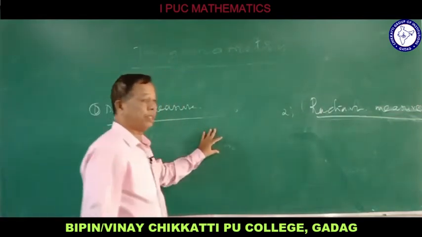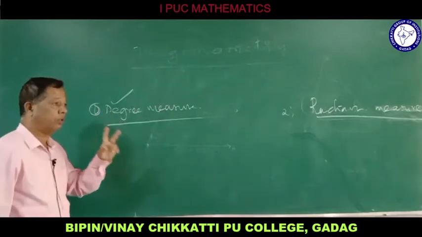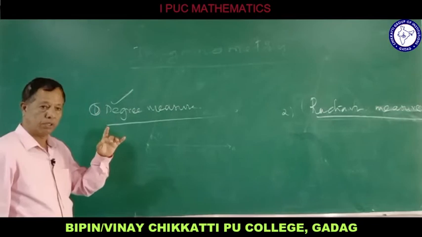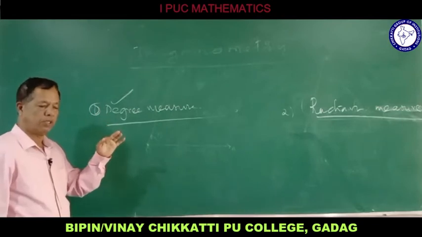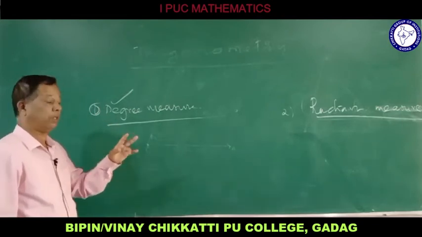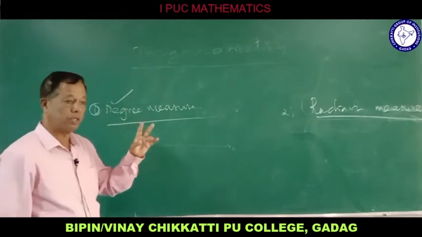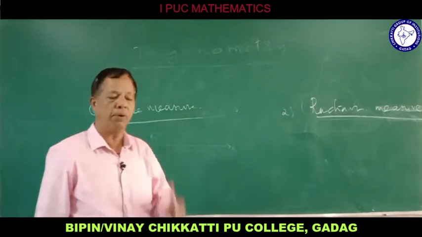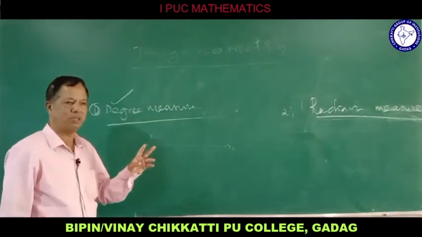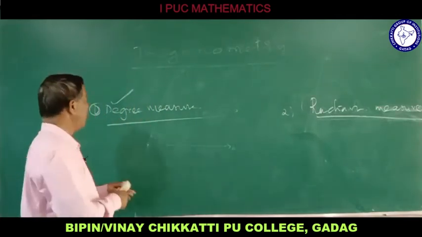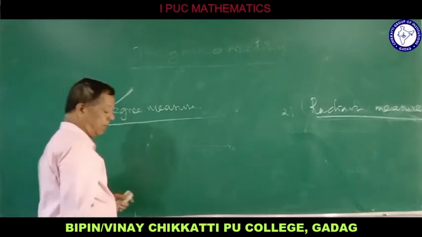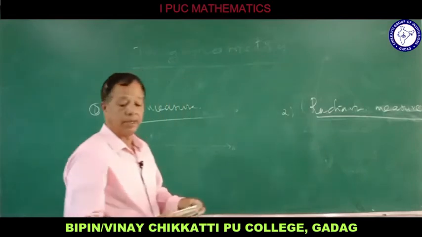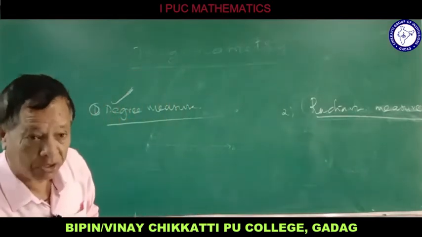There are two systems: the sexagesimal system and the circular system. The sexagesimal system is nothing but degree measure, and the circular system is nothing but radian measure. How many systems do we have in total? Two, to measure an angle. First I will explain all about the degree measure, and finally I will come to radian measure. So what is degree measure?